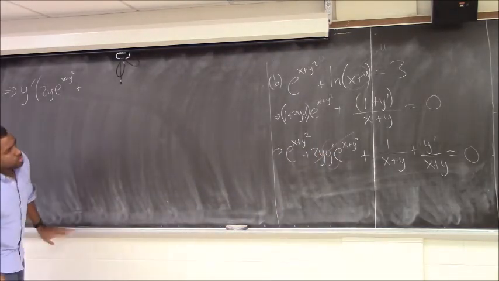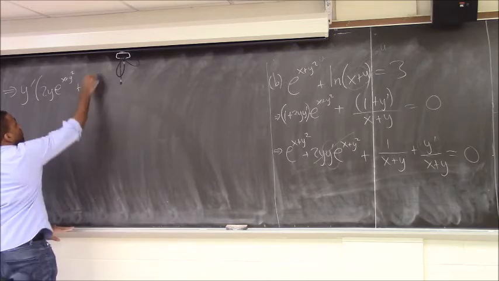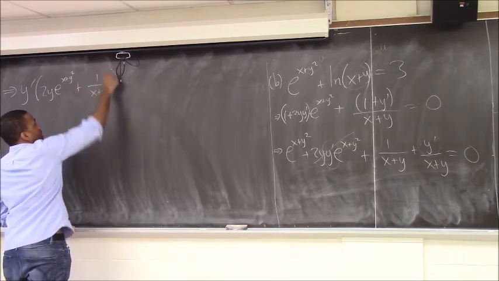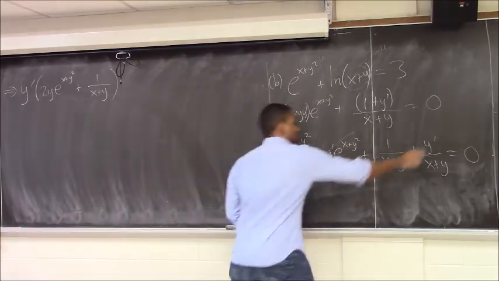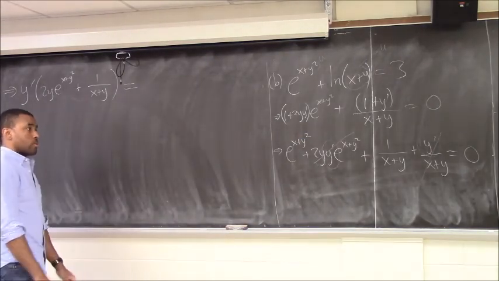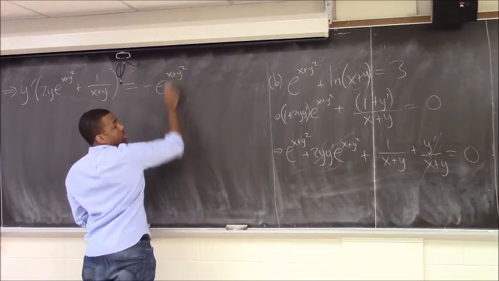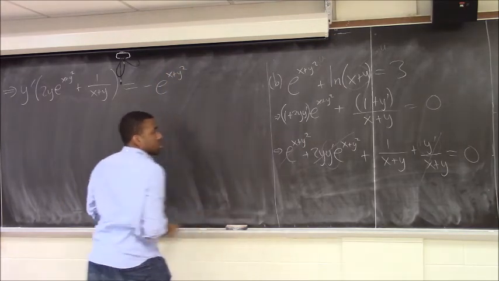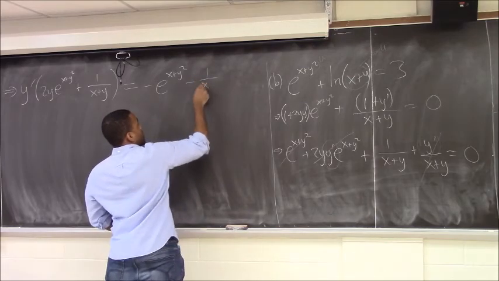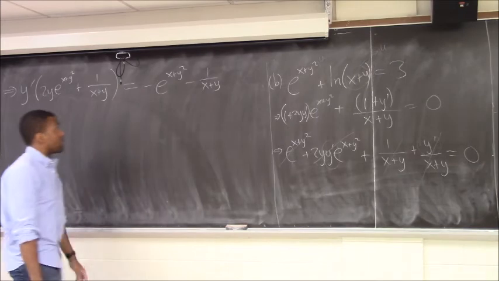Plus what? Plus y. 1 over x plus y, and that's it, right? That takes care of this guy. The others don't have y prime in them, so it's equal. What do we do? Move them to the other side. So I subtract this, and I subtract that. We've accounted for everyone.